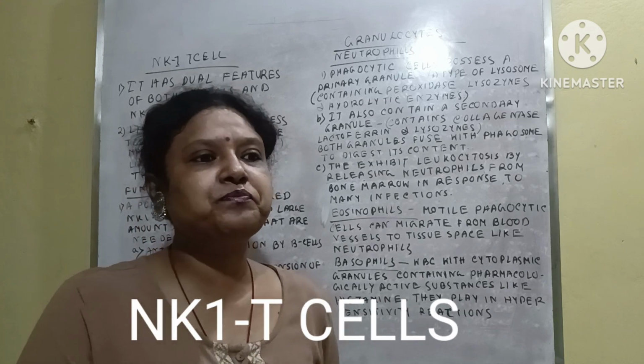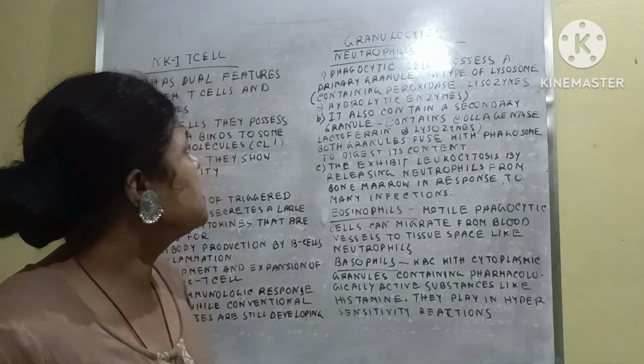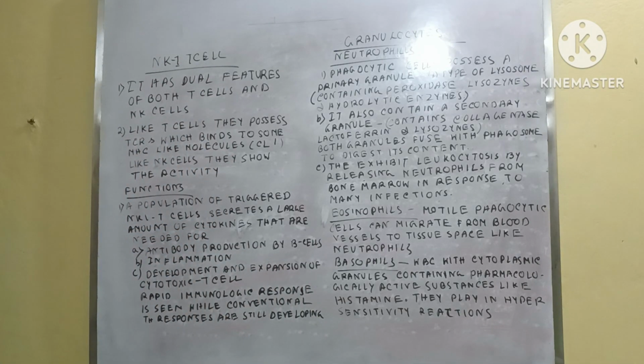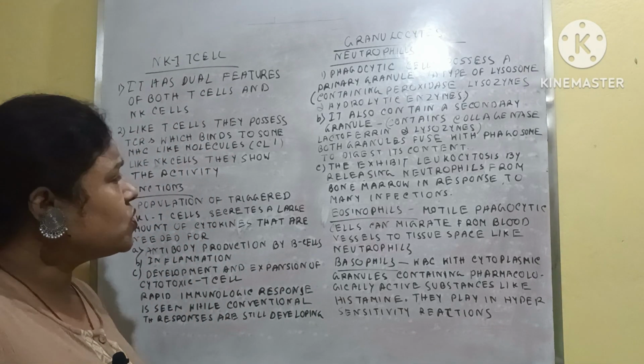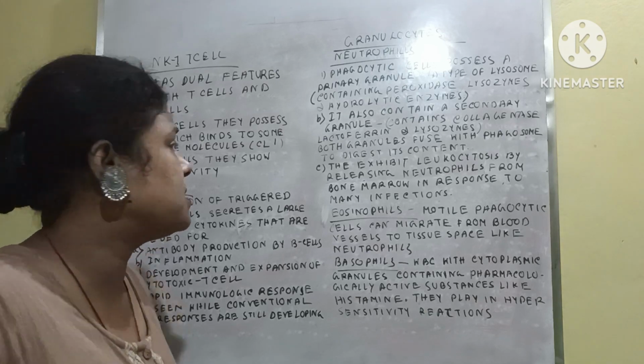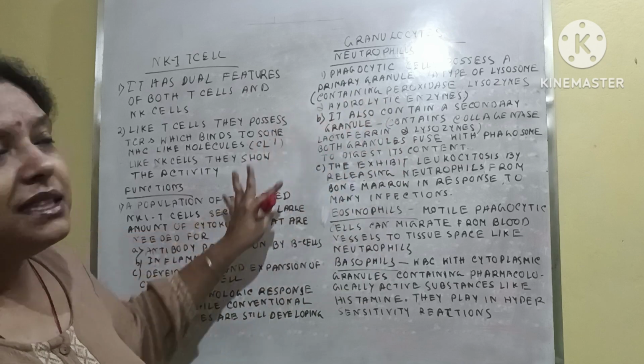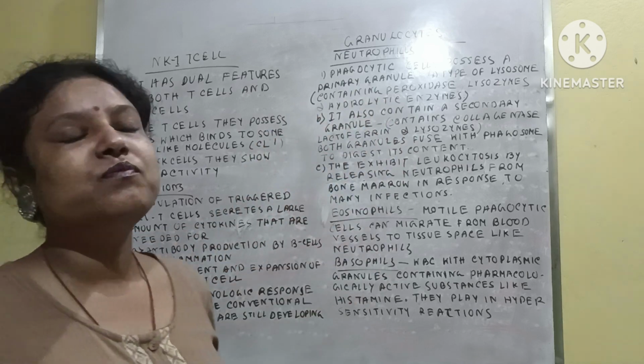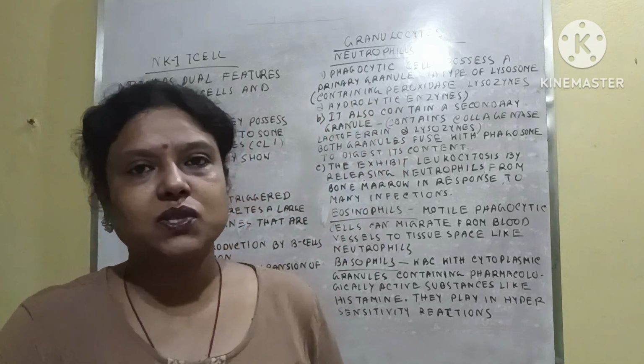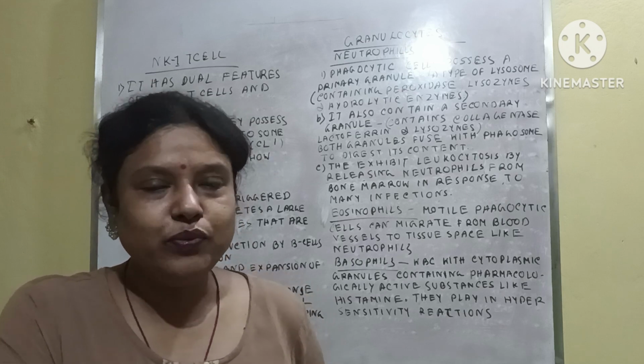Okay, this is about the NK1-T cell and the granulocytes, and the last one is the mast cells. So here the space is very less, so I have to first clean this one and then I have to write about the mast cell. Okay, so please continue with me.